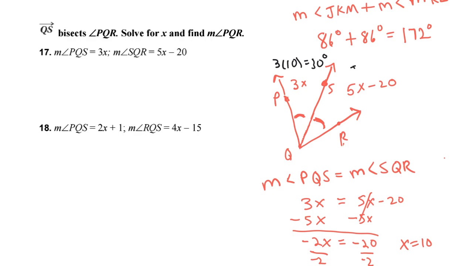So you have 5 times 10 minus 20. 5 times 10 is 50. Minus 20 gives you 30 degrees. And so the measurement for angle PQR is going to be 60. So you're going to say, how did I get 60? You just add the two smaller measurements, so you get 60 degrees.